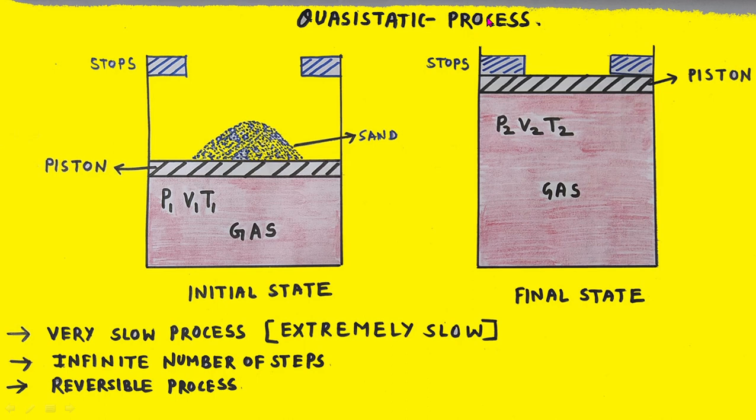Now friends, a quasi-static process is a process which is carried out very slowly. It is carried out at such a slow rate that you cannot notice any change in the state of the system. It will appear to you that no change is occurring. The system looks almost static.